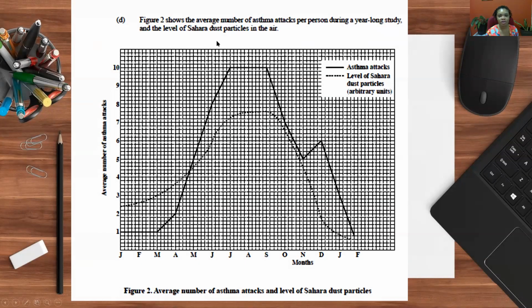Figure 2 shows the average number of asthma patients during a year-long study and the level of the Sahara dust. I like this question in particular because we noticed more this year the Sahara dust in our region. So definitely want to look at this question. So average number of asthma attacks and level of Sahara dust particles. So this one is for the asthma attacks, going up here, leveling off, coming down, up again, down, and then you have the level of the Sahara dust.